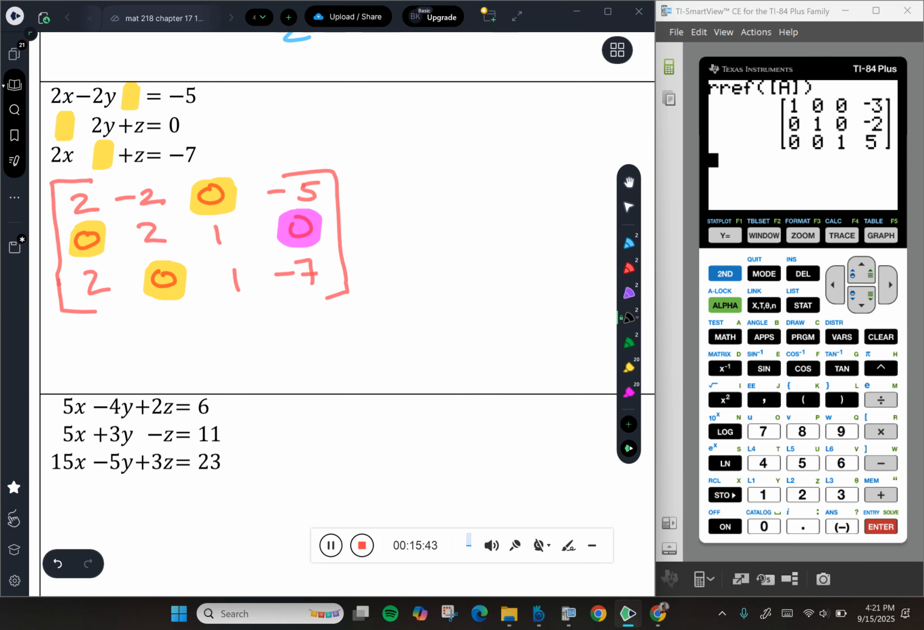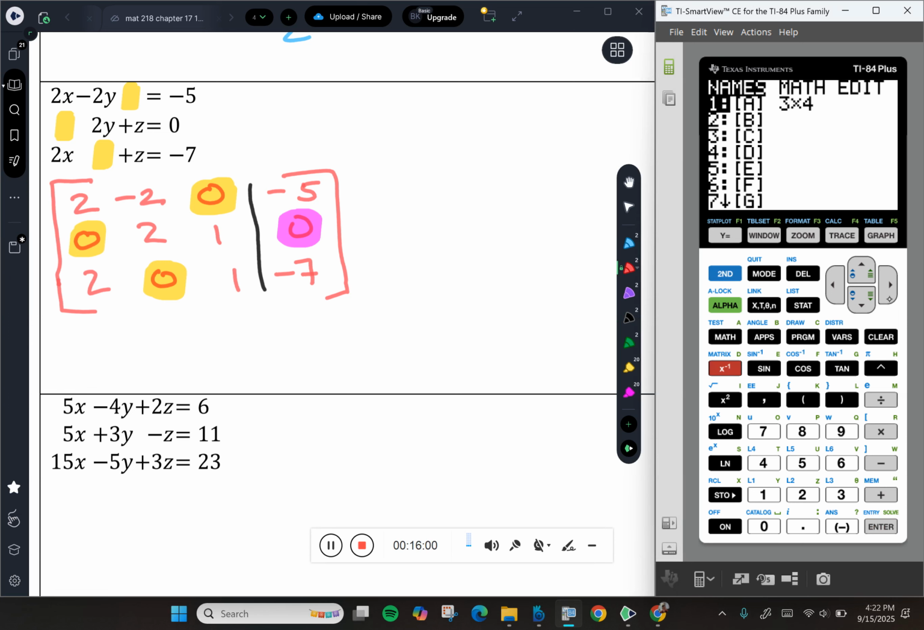Because remember, right here is that vertical line that says to the left of this are coefficients, to the right of this are our constants. All right, now I need to take this and put this into my calculator. So I'm going to come back over to the calculator, go back to my matrix menu, scroll over to edit, and press enter.